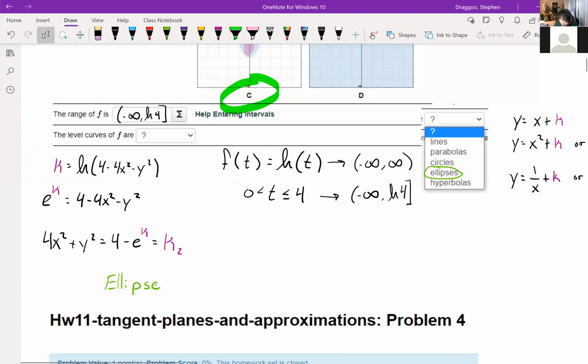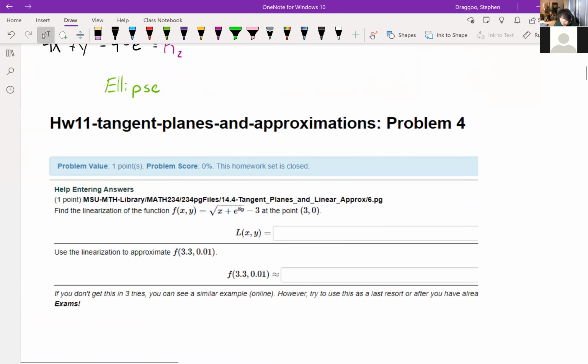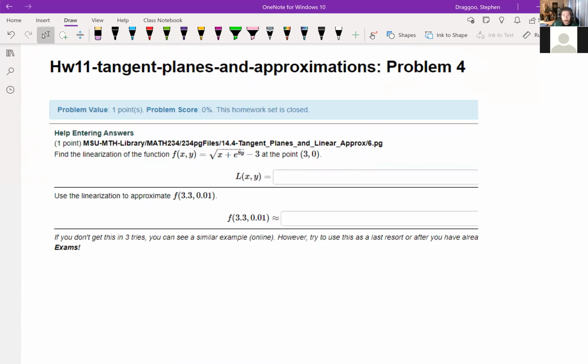Well, it ran a little bit into the space for problem 4, but I don't think I'll need to work that far to the right on problem 4. All right, so we want to find a linearization for the function provided at the point 3, 0, and then we'll use that linearization to approximate f of 3.3, 0.01. So if we're finding ourselves a linearization for this mess, I'll first draw our attention back to the equation for a linearization.